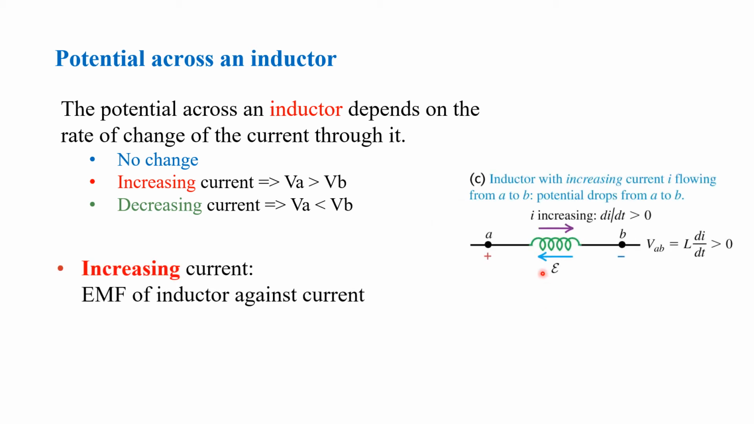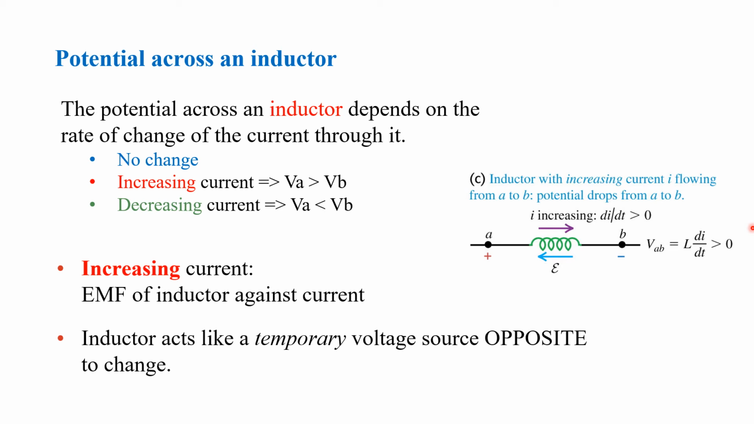If you have an increasing current, your dI over dt is greater than zero, thus your potential is also greater than zero. The EMF of the inductor here is against the flow of your current. As you can see here, if your current flows here and your current is increasing, the induced EMF opposes the change in increasing current. So since it opposes, it flows in the opposite direction. And this EMF here is also a positive one.